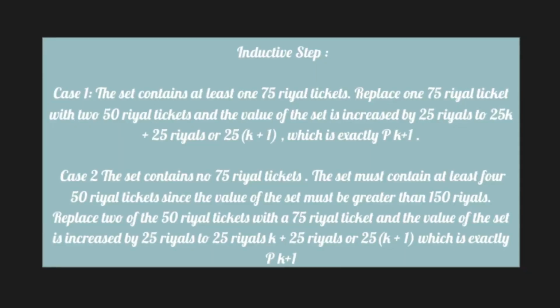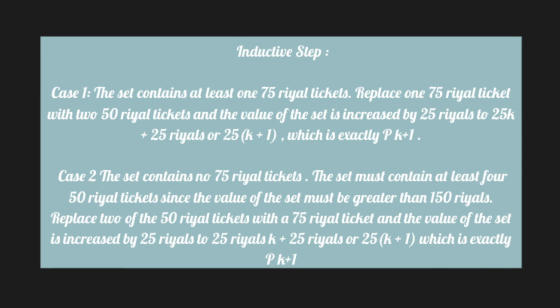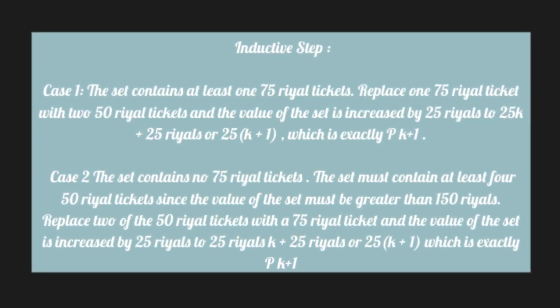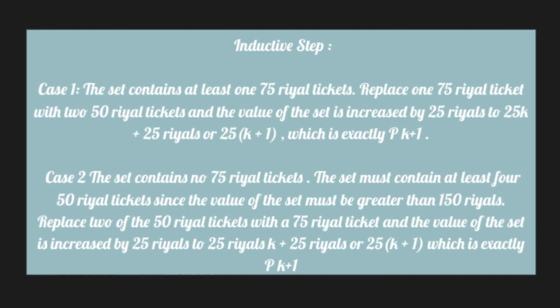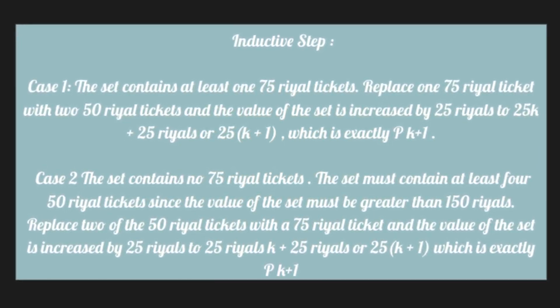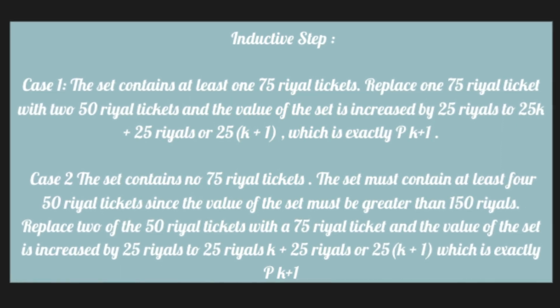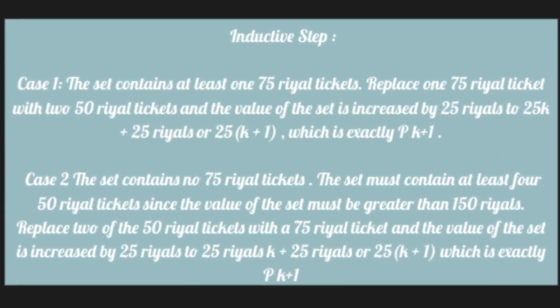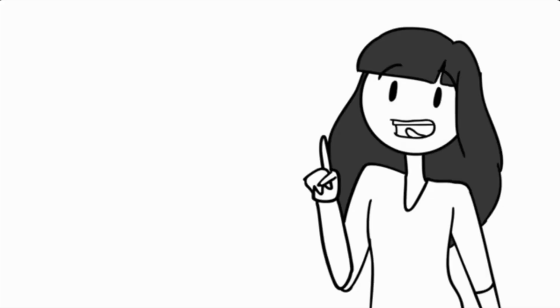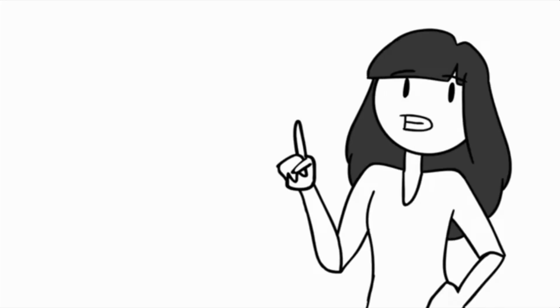The set must contain at least 4 50 real tickets, since the value of the set must be greater than 150 reals. Replace 2 of the 50 real tickets with a 75 real ticket, and the value of the set is increased by 25 reals to 25 reals times k plus 25 reals, or 25 times k plus 1, which is exactly P sub k plus 1.